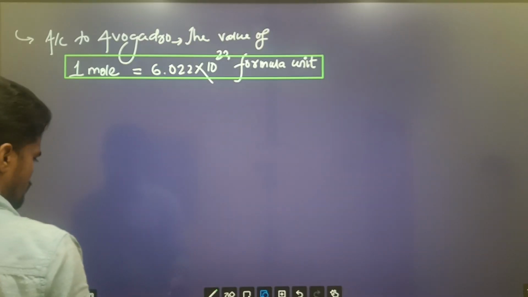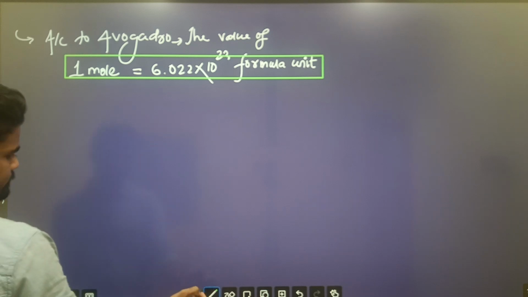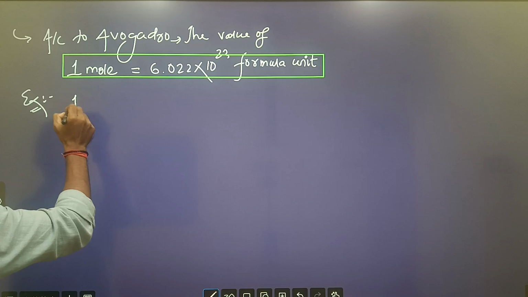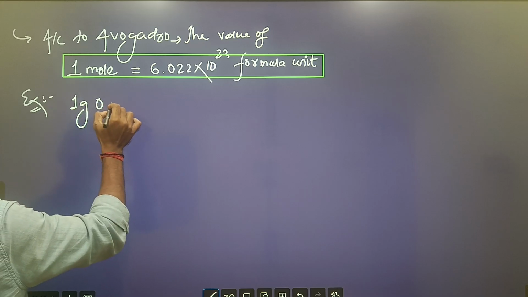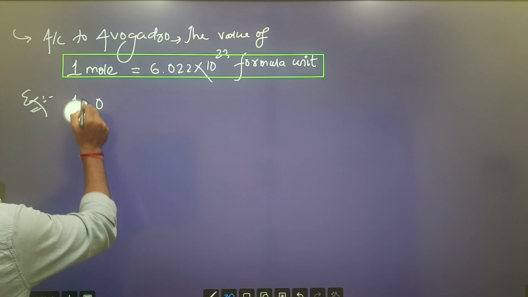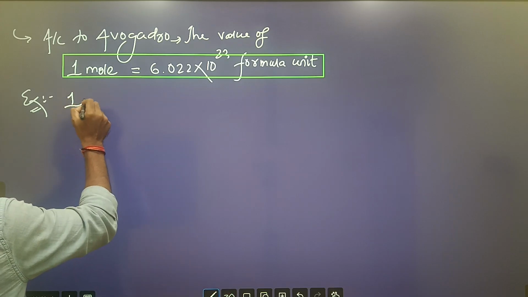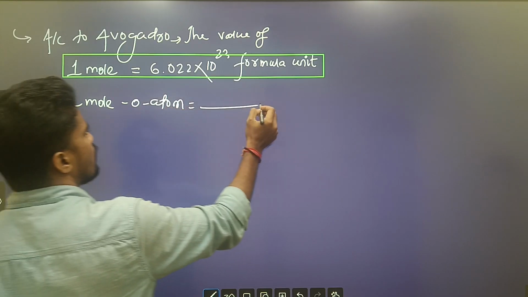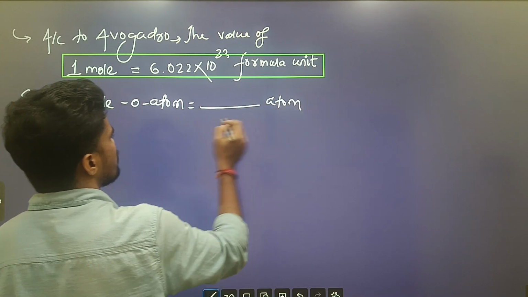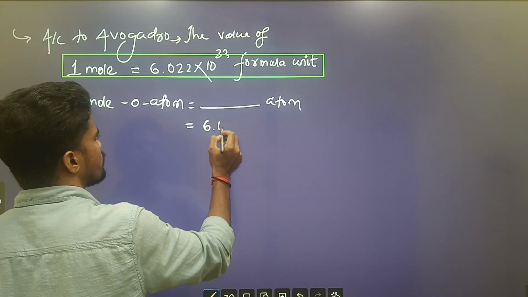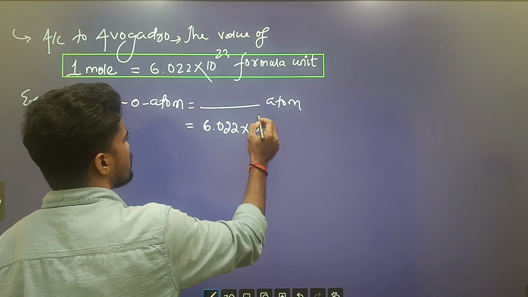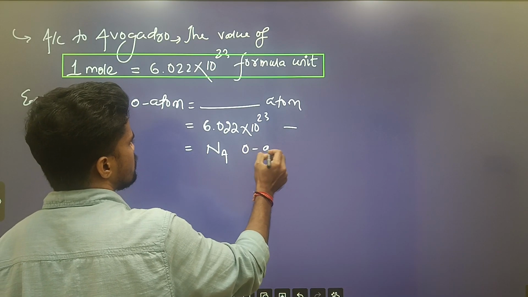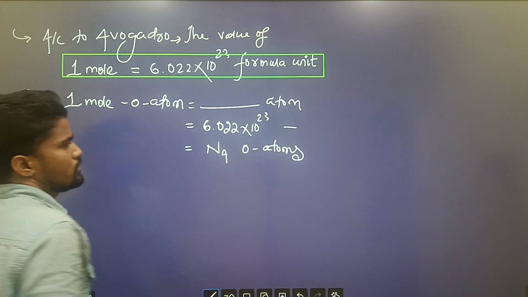For example, suppose I tell you 1 mole of oxygen atoms. This is equal to how many atoms? 6.022 into 10 to the power 23 atoms, that is Na oxygen atoms. Yes or no?